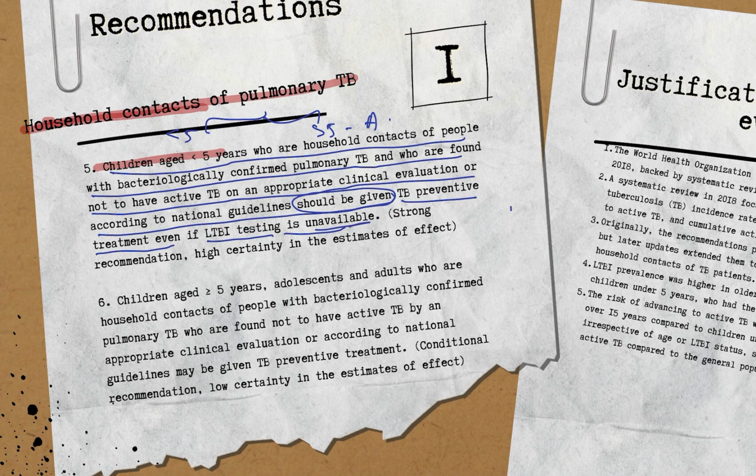So according to WHO guidelines, for any individual diagnosed with TB, we have to ask if he is in contact with anybody whose age is less than 5 years. We should offer them TB preventive treatment, regardless of latent TB testing, even if latent TB testing is not available. And it's a very strong recommendation, high certainty.